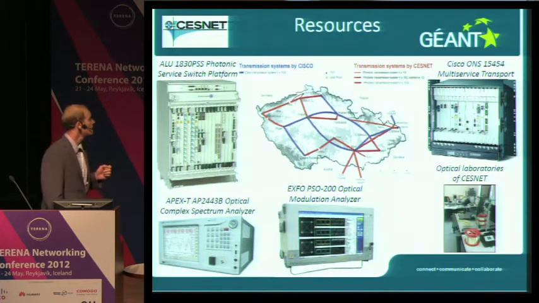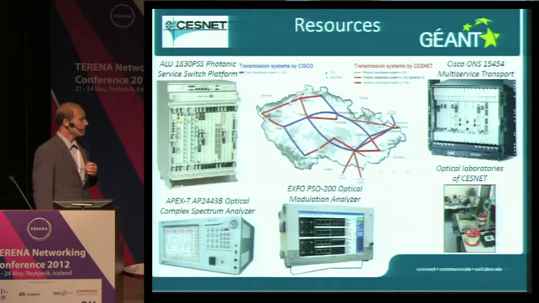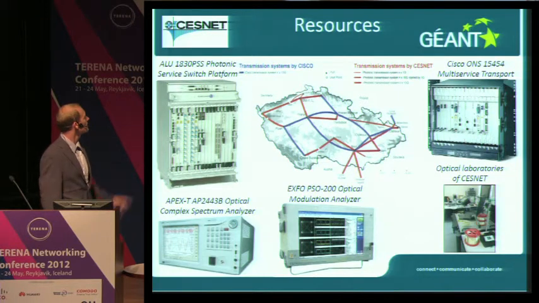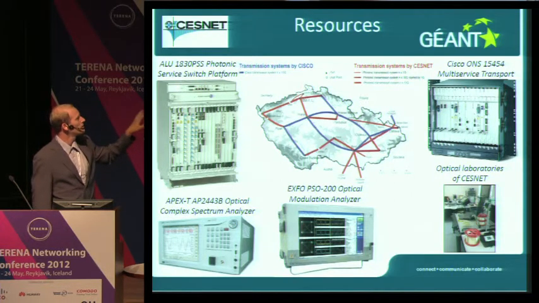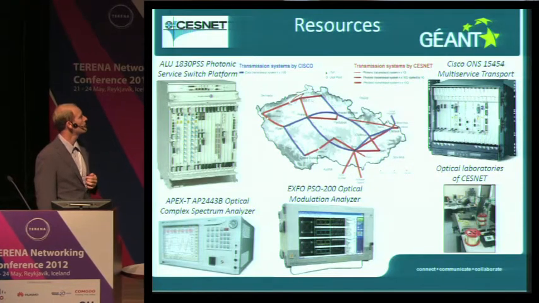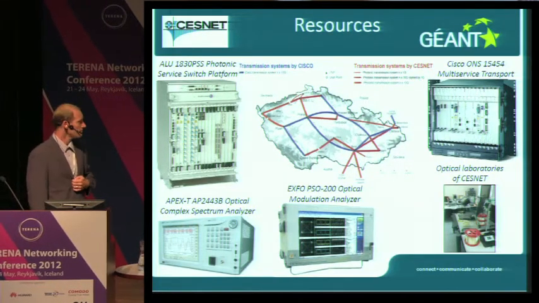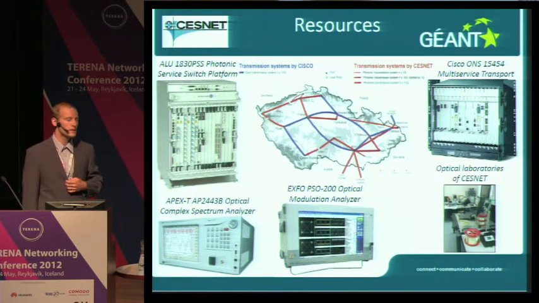As for resources, we were glad that we could use the photonic service switching platform from Alcatel-Lucent, which you can see at the upper left part. It has 100G channels. In our network, in the middle part of the equipment, there is the Cisco multi-service transport platform, and the rest is equipped with Checklight devices that were developed in GESNET.